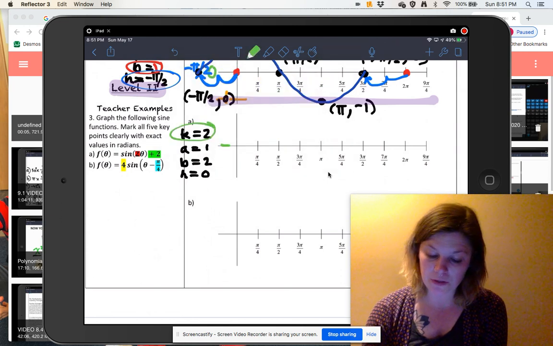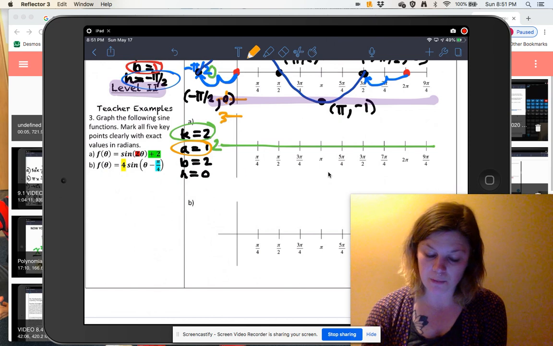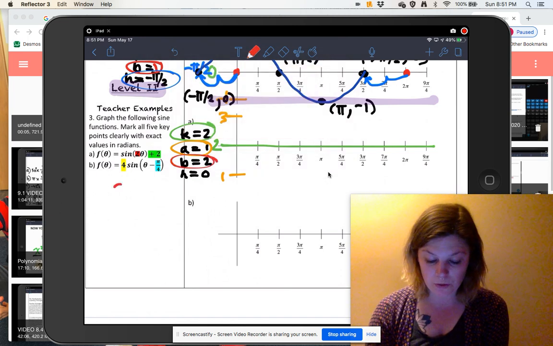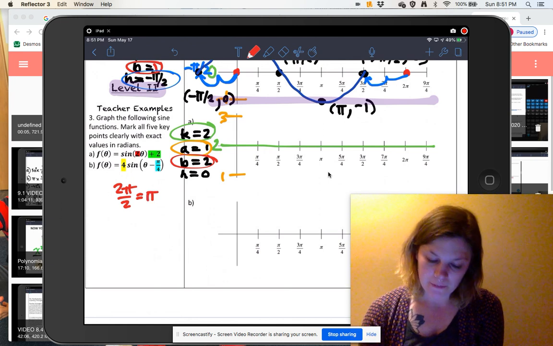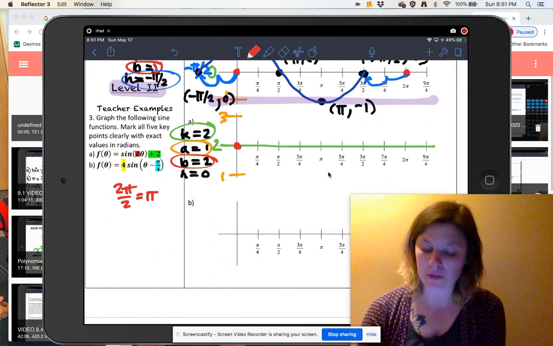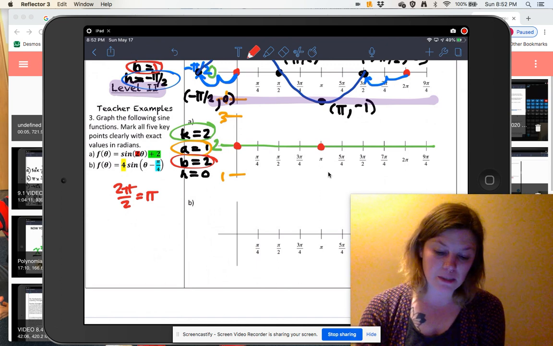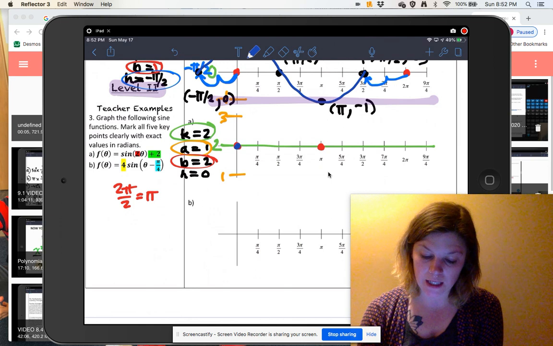So k is equal to 2, which means we have to change our middle line to be 2. Since our a value is 1, we go up 1 and down 1. And then our b value of 2 means we do 2 pi over 2 to find that our period has been changed to pi instead of 2 pi. It's been cut in half. So we start here at 0 still, but instead of ending at 2 pi, we end at pi. The symmetry is exactly the same. It's just been squished into a smaller space. So we know we can start and end there.